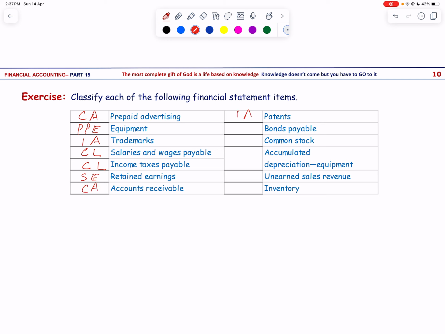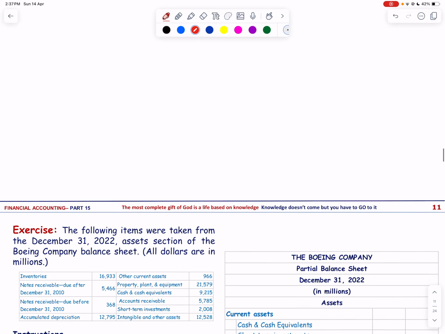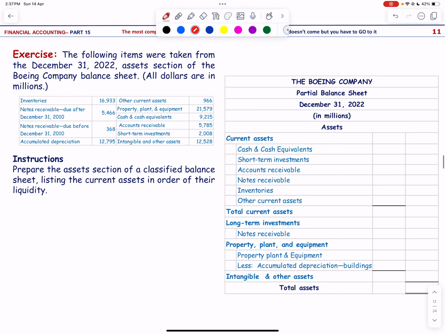Patents is an intangible asset. Bonds payable is a long-term liability. Common stock is stockholders' equity. Accumulated depreciation is property, plant and equipment. Unearned sales revenue is a current liability and inventory is a current asset. Okay. Let us move on to the next exercise.